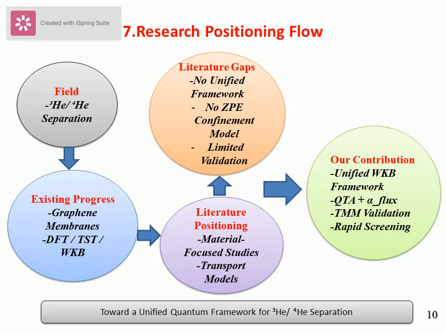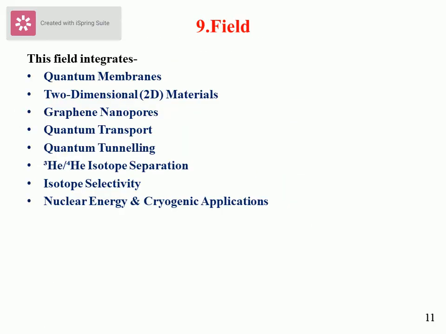Now let's see the research positioning flow. The field is helium separation with graphene. Existing studies used DFT and WKB, but lack a unified framework, ZPE model and validation. We fill this gap with the QTA, TMM and rapid screening. So our work brings together many fields: quantum membranes, two-dimensional materials and graphene nanopores. We study quantum transport and tunneling. Our goal is helium isotope separation as well as isotope selectivity. This is useful for nuclear energy and cryogenic applications.